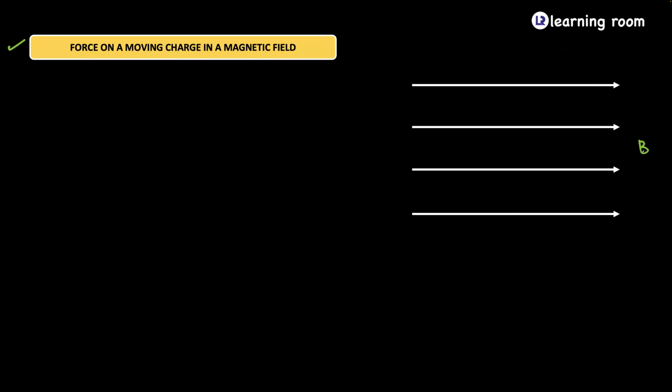Okay. Now, having said this, if at all I take a charged particle Q and we give a velocity to the particle V, where it is making an angle theta with respect to the magnetic field, then the force is observed to be directly proportional to the charge that is being projected. So it is directly proportional to the magnitude of the charge that is being projected. It is directly proportional to the velocity of the particle. It is directly proportional to the magnetic field intensity. And also, it is directly proportional to the sine of the angle between the velocity and the magnetic field. So it is going to be sine theta.